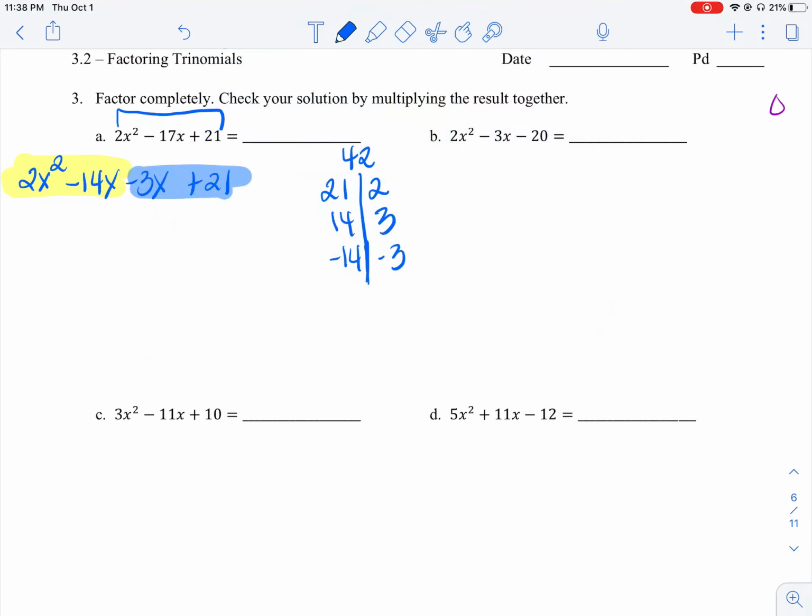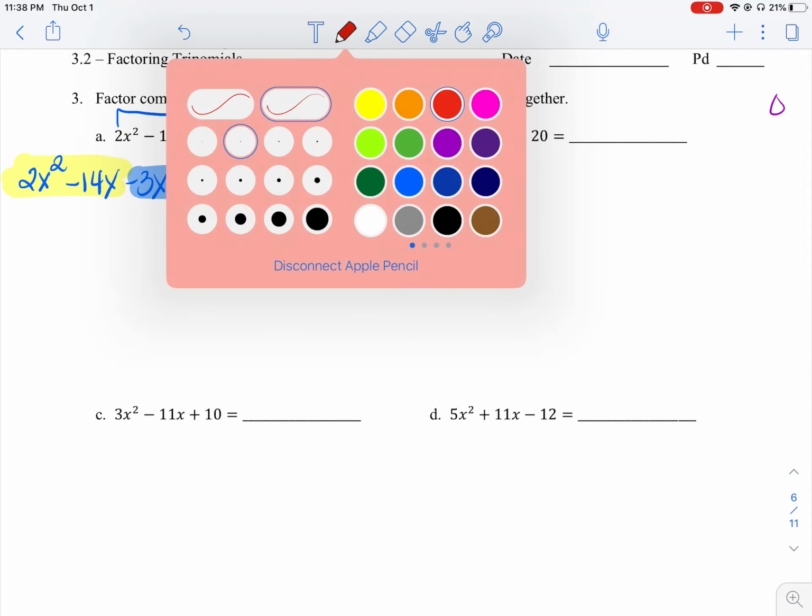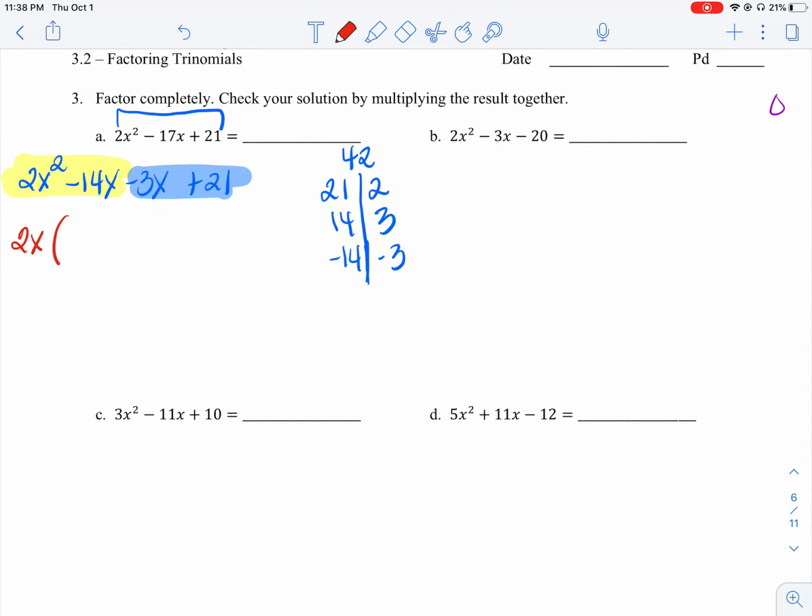Okay? What's common between 2x squared and negative 14x? Is 2x common? Let me put that in red. So is 2x common? And so what's 2x squared divided by 2x? Is that an x? What is negative 14x divided by 2x? Is that a negative 7?